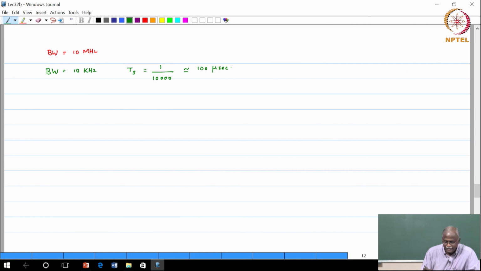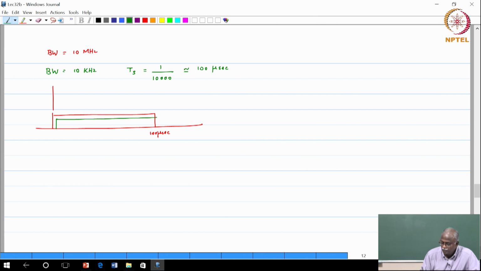100 microseconds. Sketch it for me. What does this look like? Here is a symbol that is 100 microseconds long. An echo is coming with a delay of 5 microseconds. Here is the echo. That is it. So what does it look like to the signal?